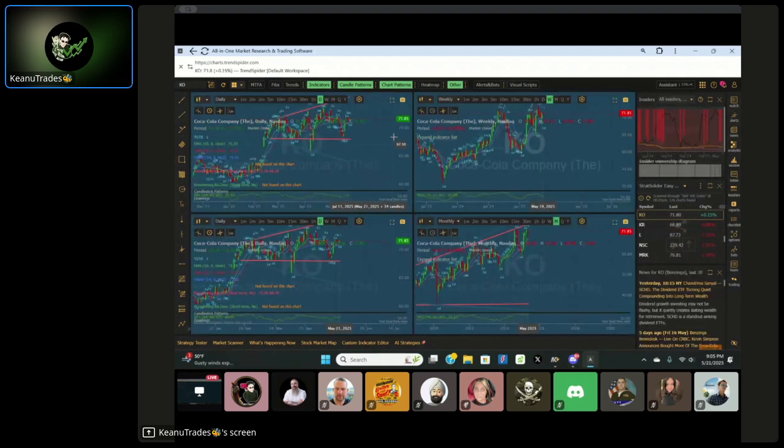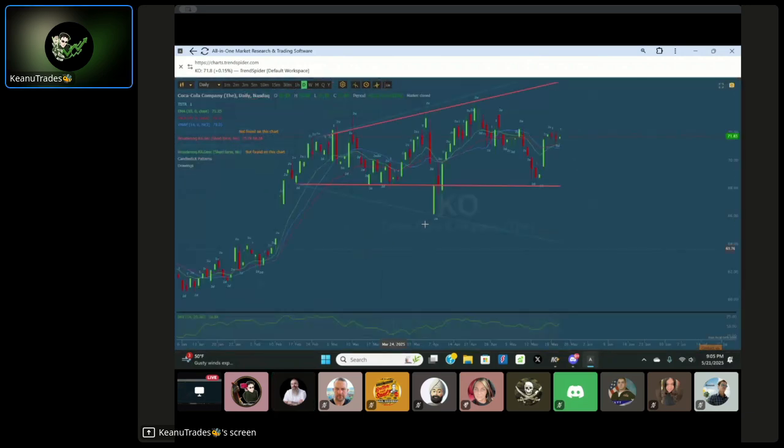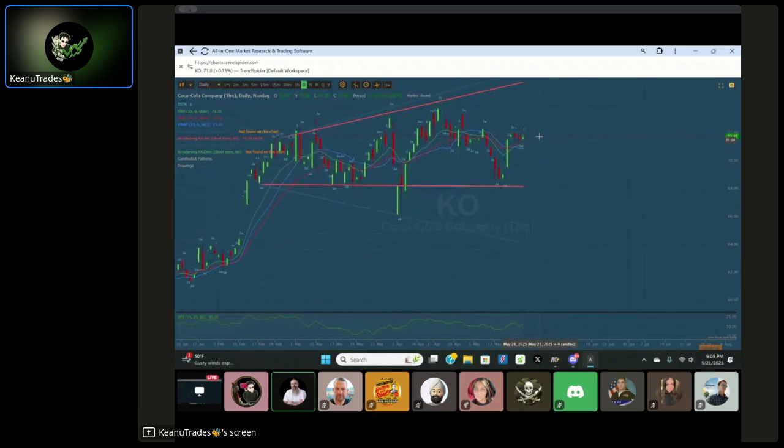What's KO doing? Look, inside day. Here's a setup for tomorrow. Anybody that's still in here, we've got a setup. An inside bar is a setup bar. You're within this range right here from 71.44 to 72.33. You're within a $1 range. You've got a 2 here, but realistically, you've got an inside bar, damn near an inside bar.